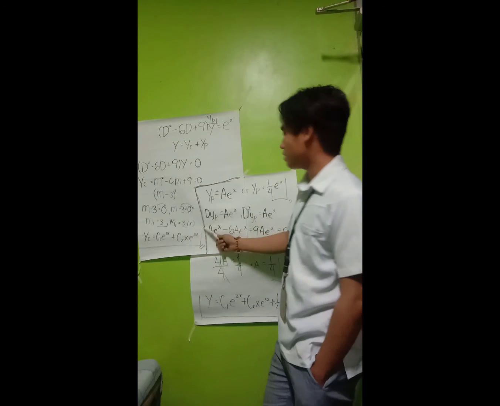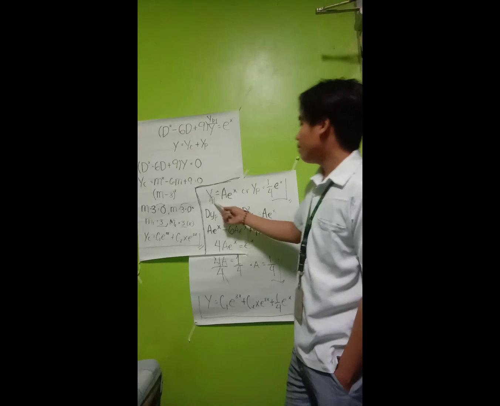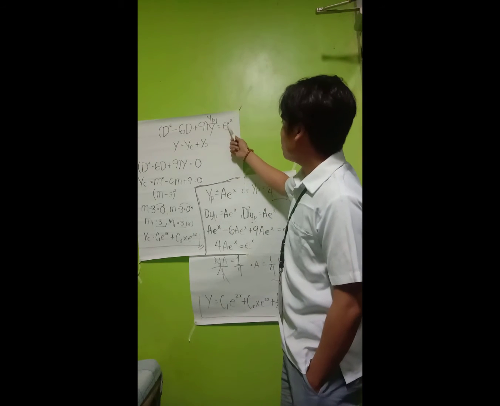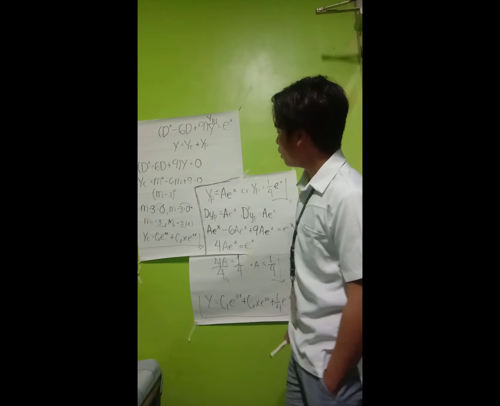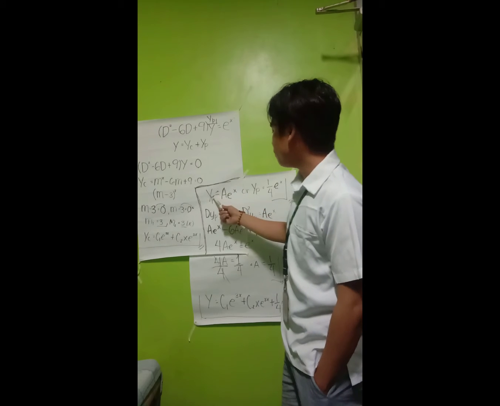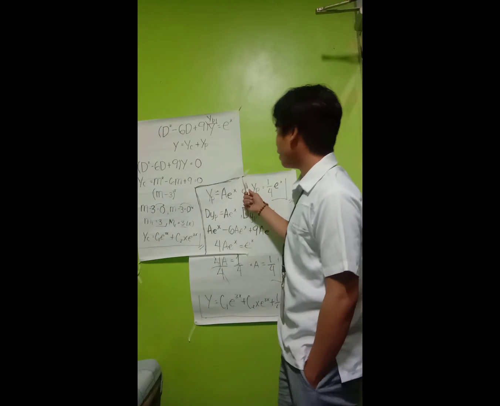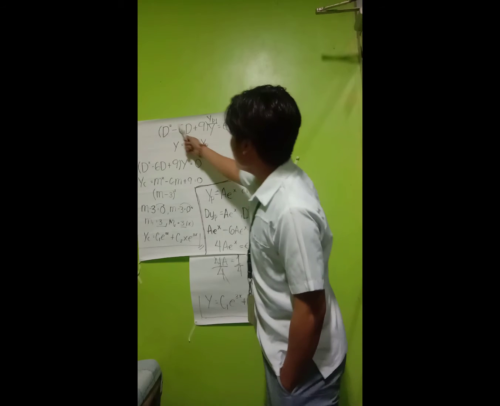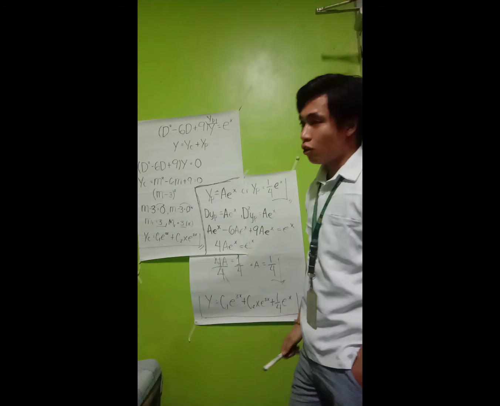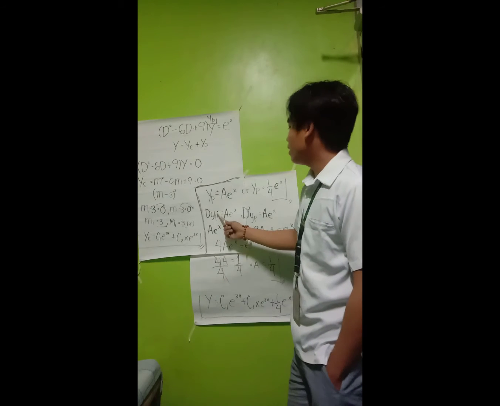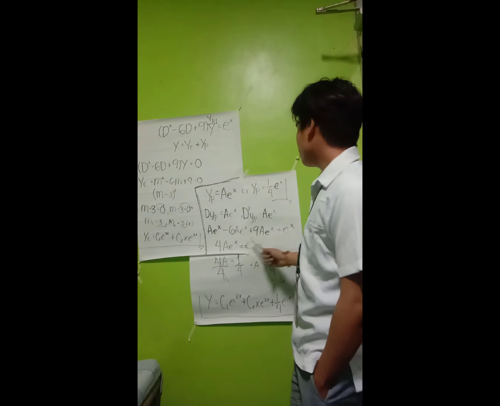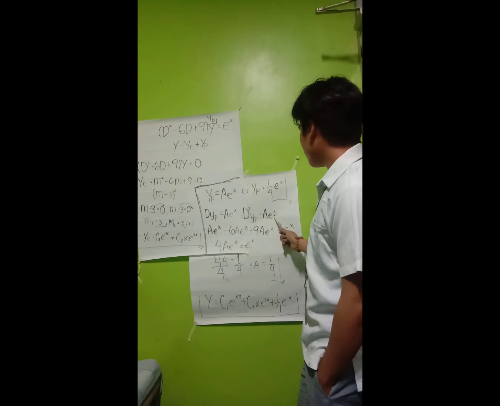e raised to 3x. So, pag sa yp na tayo, ang yp natin ang e raised to x. Ang roots nun ay 1. So, dahil di pa natin alam ang coefficient nun, gawin natin yp is equal to a e raised to x. Then, dahil yung degree nito, yung squared yung pinakamalaki, dalawang beses natin siyang i-derive. Then, dyp is equal to aex, ganun pa rin. d squared yp is equal to aex.